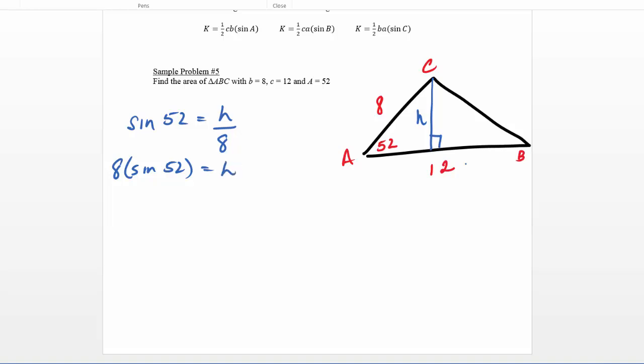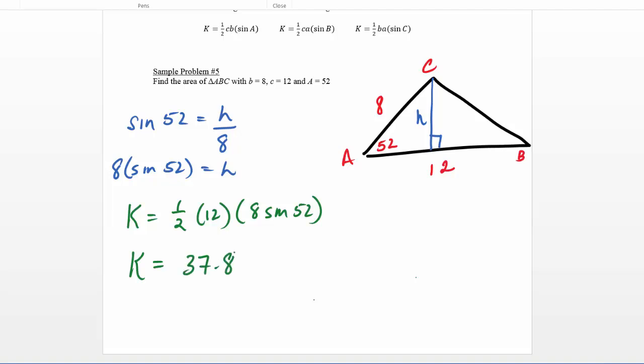Now, I know I have a base of 12, and I know that the area is going to equal 1/2 times the base times the height, which in this case is 8 times the sine of 52. And so that's basically how we can come up with our area formula using trigonometric functions. So all I need to do is actually just punch this straight into my calculator, and I get an area for this triangle of 37.8.